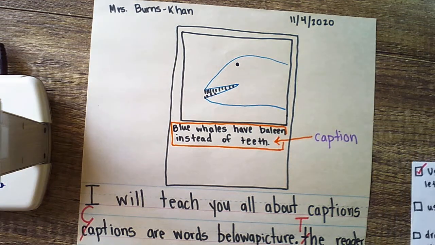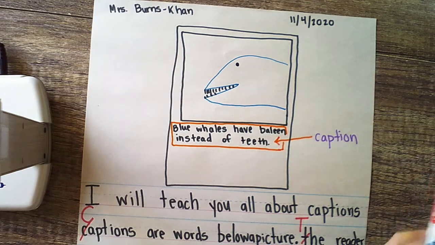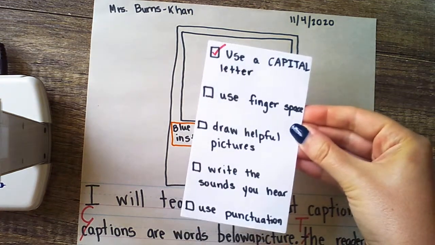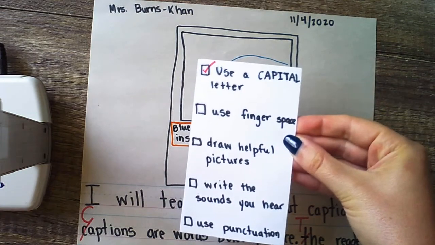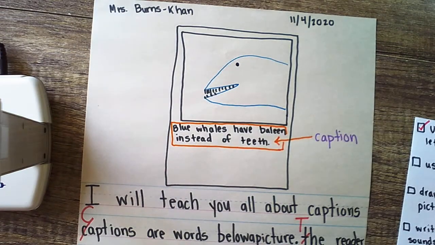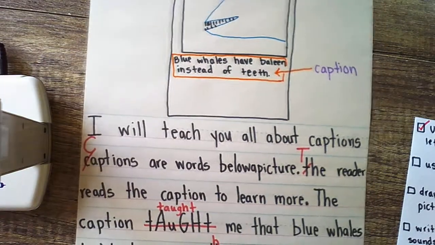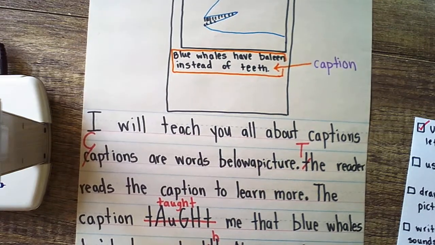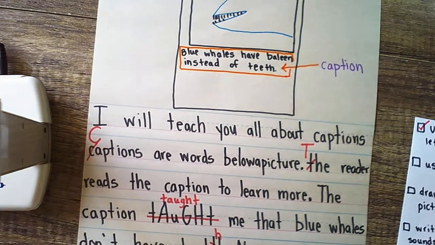Hey first grade friends, you are now complete with your informative paragraph about captions, and now it's time to go back and edit. You're going to use your writing checklist to make sure that your writing includes everything that it should so that it is easy for your reader to read. Notice that I already started. I reread my informative paragraph, which teaches my reader about a text feature, captions.